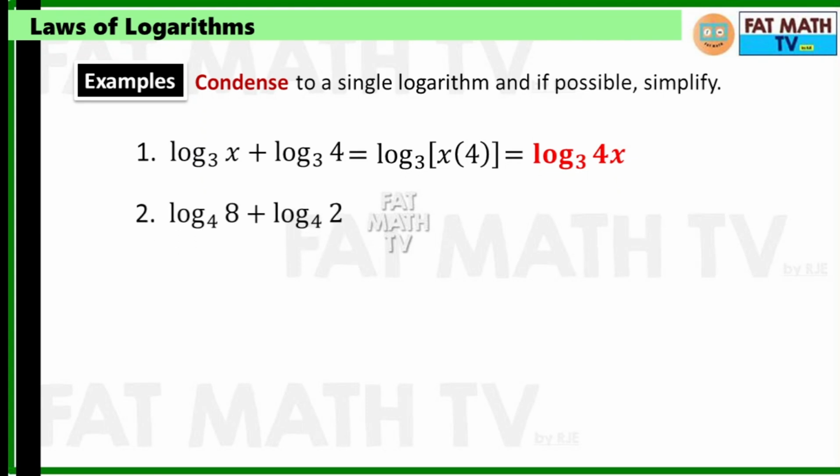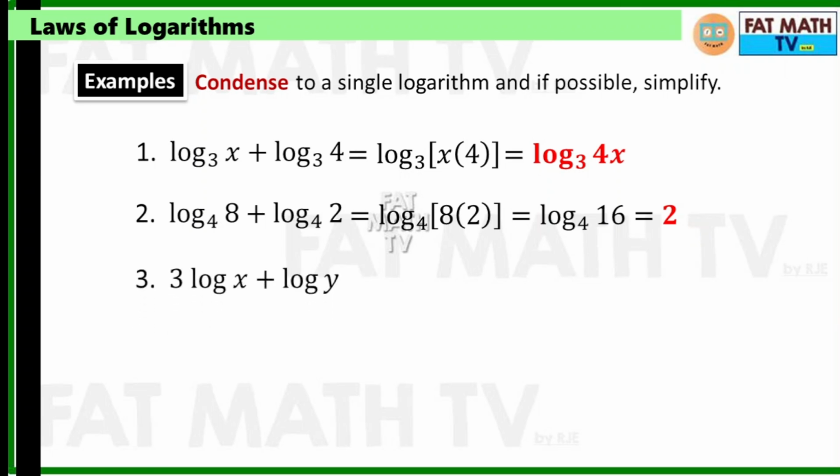Another example, example number 2, logarithm of 8 to the base 4 plus logarithm of 2 to the base 4. So that's, again, a sum. So we can express that as the logarithm of the product of 8 and 2. And 8 times 2 is 16. So logarithm of 16 to the base 4 is the exponent at which 4 should be raised to get 16. The answer is 2 because 4 squared equals 16.